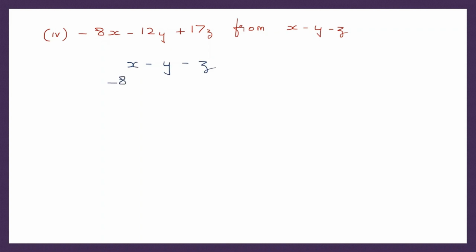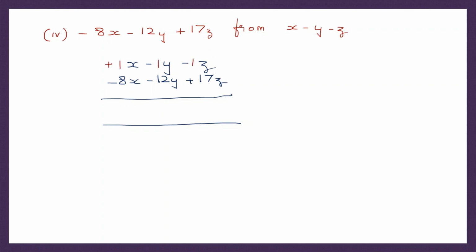Question 4. Subtract the first expression from the second one. So the second one we are writing first, x minus y minus z. Below this, minus 8x minus 12y and plus 17z. Okay, and this we are going to subtract. So before we subtract, let's put all the numbers and the signs that we need to. So this is plus 1x, 1y and 1z.